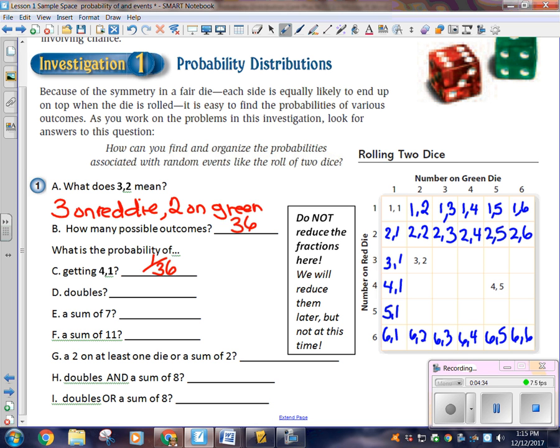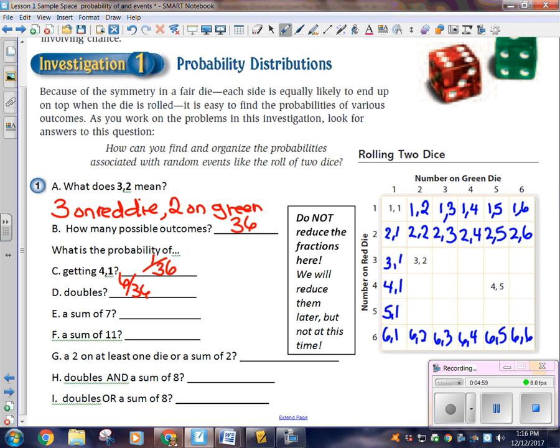Now, from this point on, we're going to use that grid, that graph you have. What's the chances of getting doubles? So what do I mean by doubles? Same number twice, right? How many chances are there? It'll be 6 out of 36, because you get 1, 1, 2, 2, 3, 3, 4, 4, 5, 5, and 6, 6.